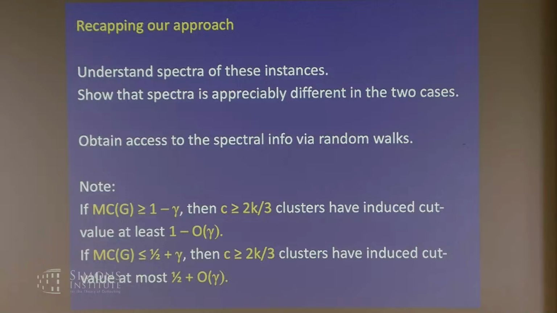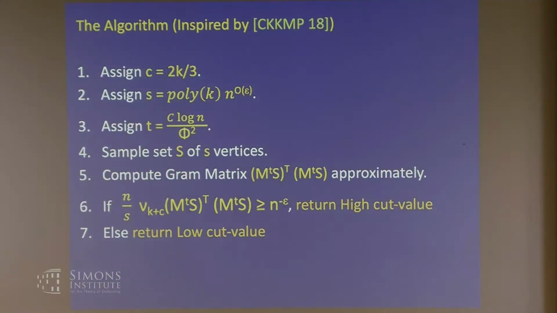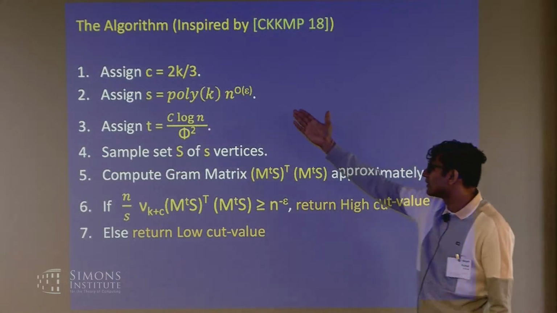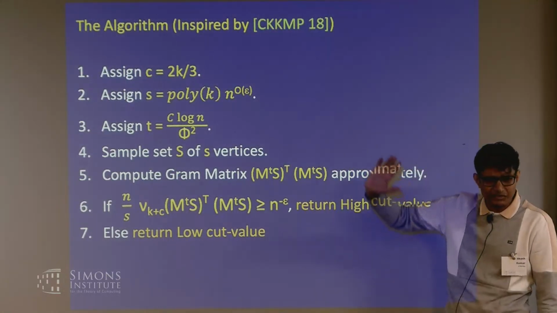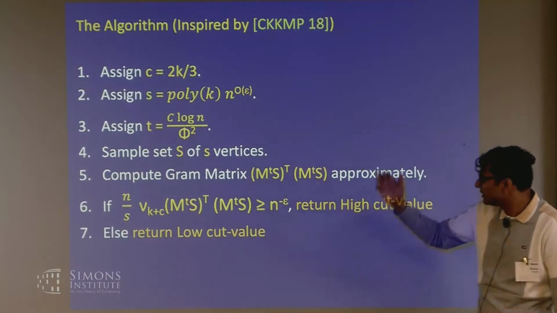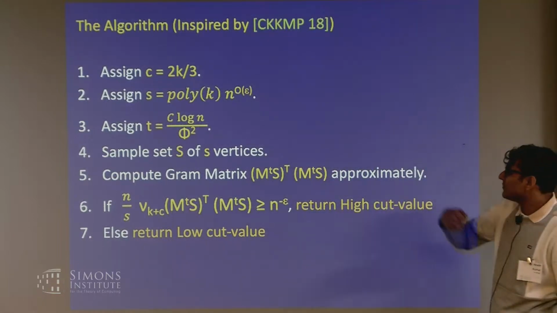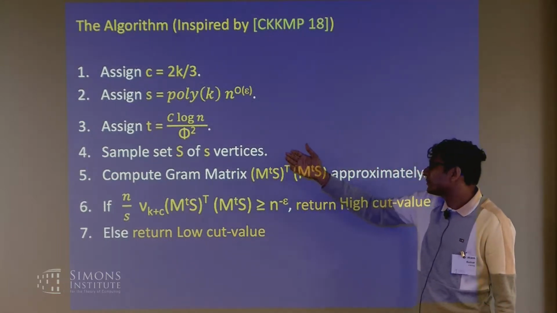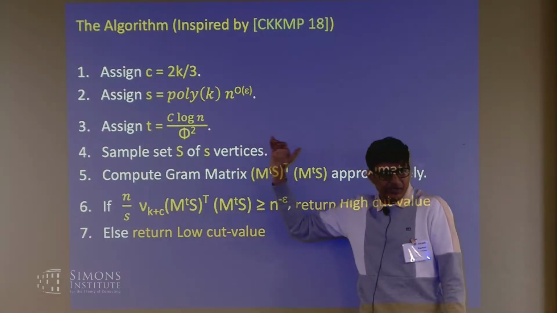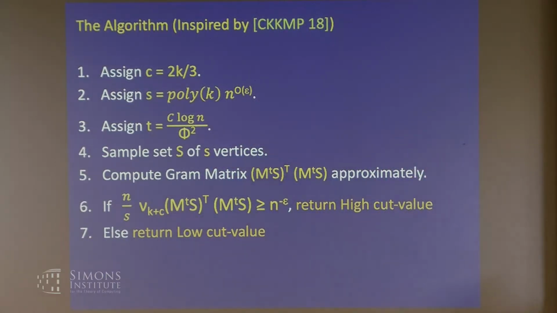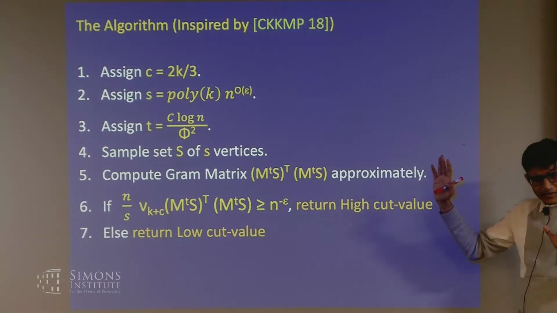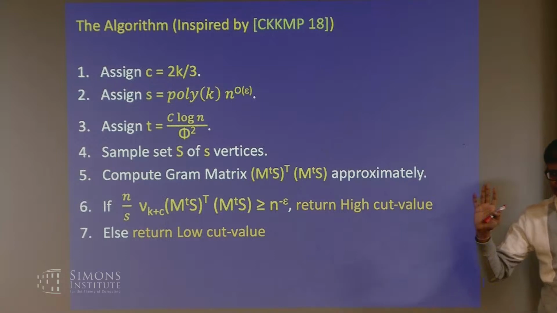Okay, so let's start now. Here is the algorithm. I start off by assigning this parameter C, the eigenvalue that I want to track, the k plus Cth eigenvalue. I initialize that parameter C to be 2k over 3. I choose a number of samples I'm willing to pick, and this number of samples is just poly k times n to the epsilon. The poly k factor is there just in order to hit every single cluster. I initialize some appropriate walk length, log n over the conductance squared.